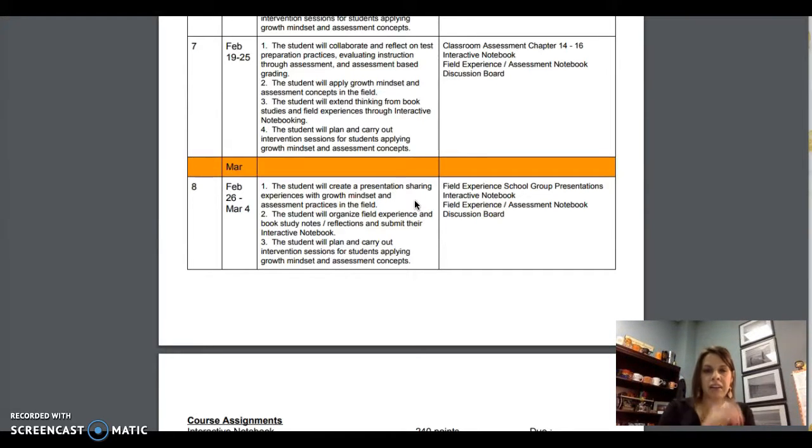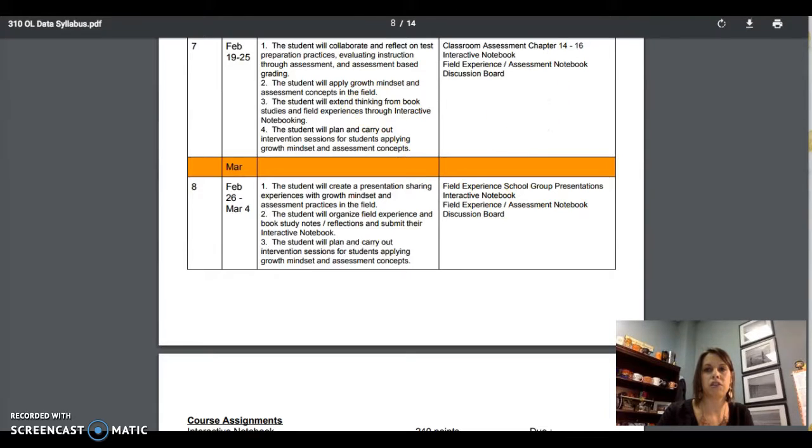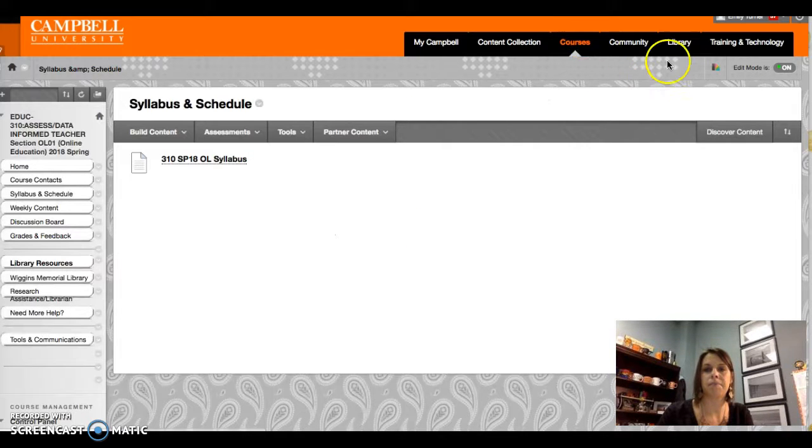Number 2, you are going to organize your field experience notes, your book study information, and your reflections, so that you can submit your reflection for your interactive notebook and make sure that your interactive notebook is all completed. And then you're going to finish up your intervention sessions, applying those growth mindset and assessment concepts. So you'll be working through your presentations, your interactive notebook, your field experience, and your discussion board, and I will share a little bit about what that's going to look like.